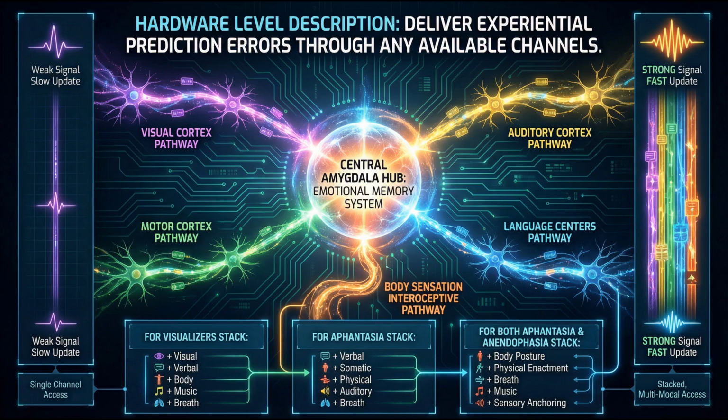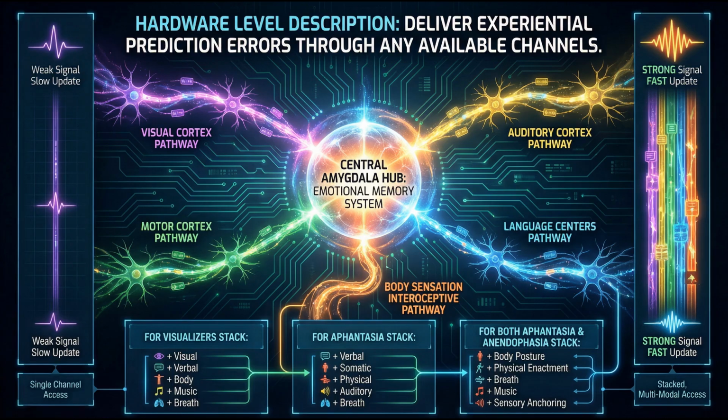The deeper point. Here's what the aphantasia and anendophasia adaptations reveal about this method's actual mechanism. The method isn't visualize dominance. The method is deliver experiential prediction errors to the threat system through whatever channels are available, with sufficient intensity and repetition to force reconsolidation. That's a hardware-level description. It works in any brain.